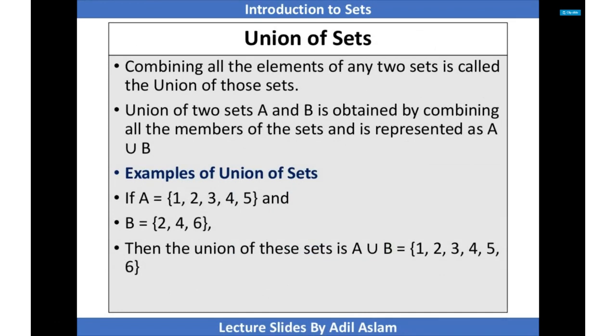Next operation that can be represented in a Venn diagram is union of sets. A bit challenging. It is similar to addition, putting things together, but here we are really concerned about the repeating elements. So in union of sets, we combine elements of one set and the other. For instance, if A and B are sets, then the union of A and B is basically putting the elements together.